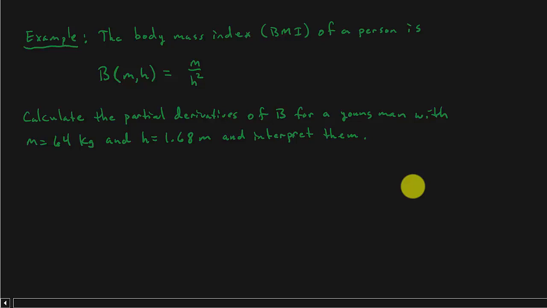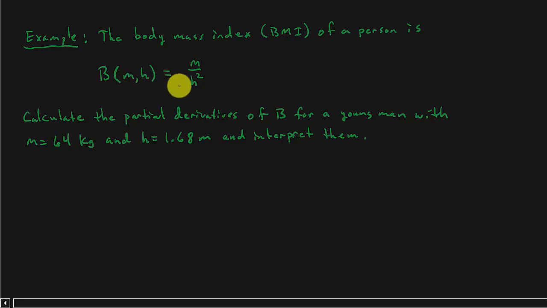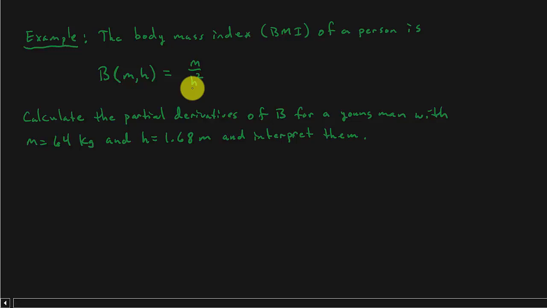Now let's look at this. We've got us a little word problem here. It says the body mass index, or BMI, of a person is B of M, H is equal to M over H squared. Calculate the partial derivatives of B for a young man with M is 64 kilograms and H is 1.68 meters, and interpret them. All right, so let's write our function down. That's M over H squared.